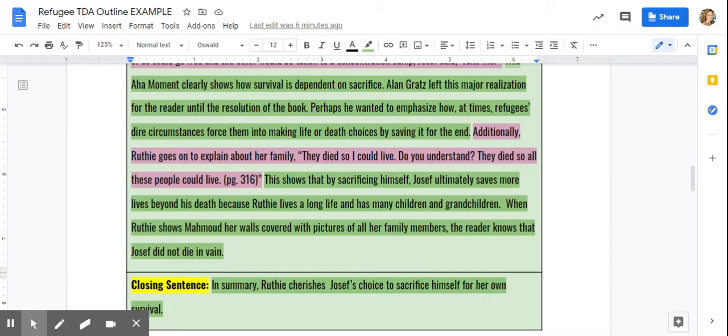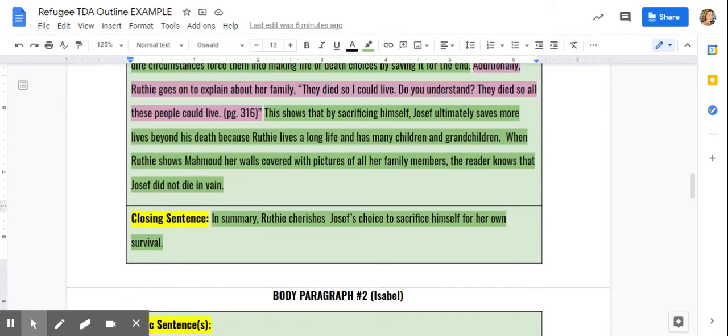Okay. New original thinking. And then the last part of the paragraph is the closing sentence. So it's just a sentence to make it feel finished, to close it, and it's setting you up for a different paragraph. So in summary is a good transition. There's more than just this. I'll give you a list that you can look at, but this is one you could use. In summary, or you could say in closing, Ruthie cherishes Joseph's choice to sacrifice himself for her own survival. So it's just kind of a little sum up, makes the paragraph feel finished. So you're set to start your second body paragraph for Isabel.